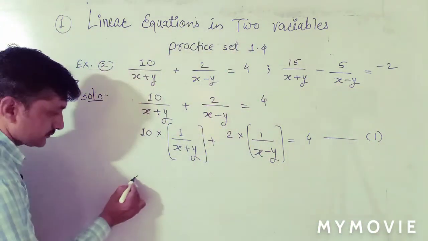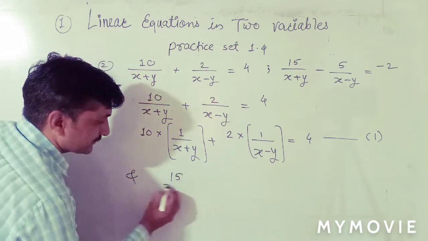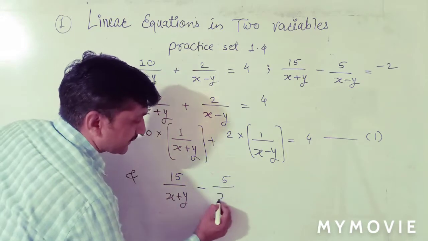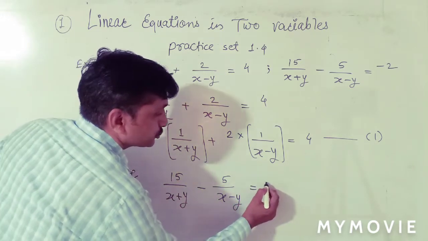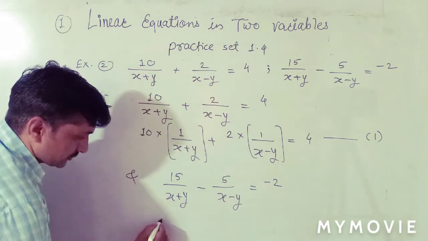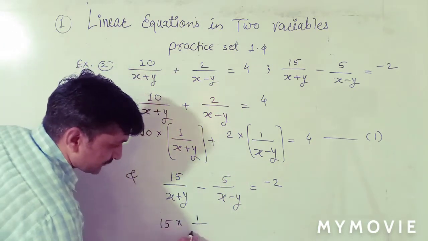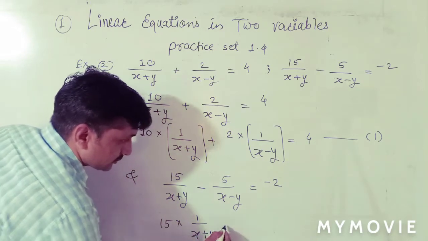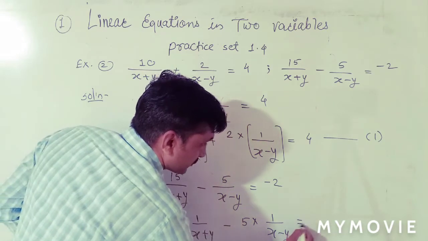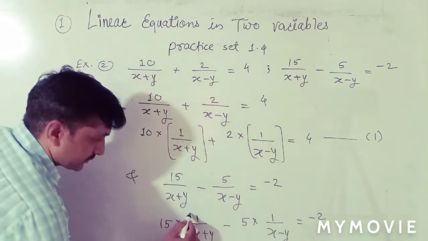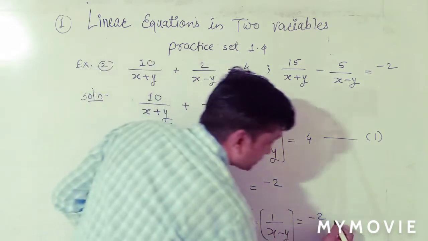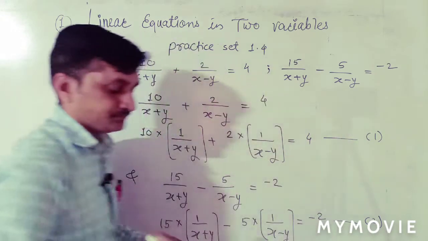In the same way, the second equation is 15 upon x plus y minus 5 upon x minus y is equal to minus 2. Here also I separate these numerators: 15 multiplied by 1 upon x plus y minus 5 multiplied by 1 upon x minus y is equal to minus 2. Here also I put the fractions in brackets and I write equation number 2.